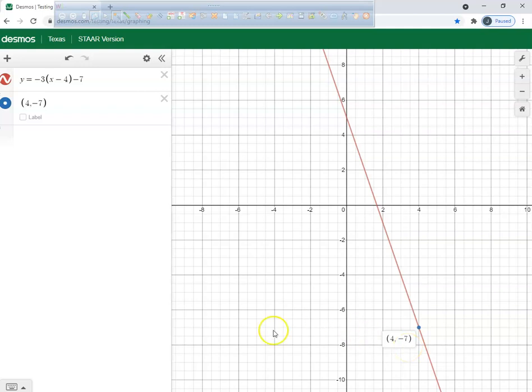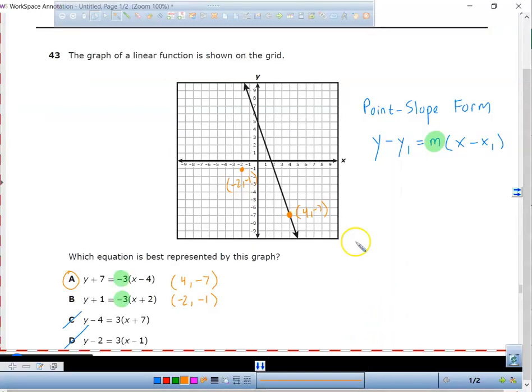So here's what I want you guys to get good at. I want you guys right now to rewrite all these equations in a form that Desmos will allow you to graph them. Our first one we just did, it was y equals negative 3 times x minus 4 minus 7. Okay? Answer choice B, I'll change colors. It will be y equals negative 3x plus 2. But if I move the 1 to the other side, what does that become?